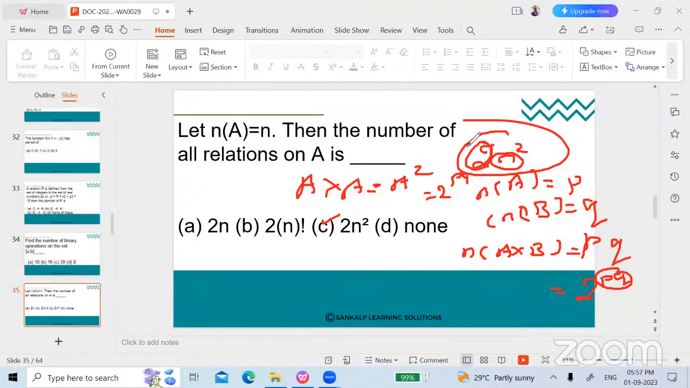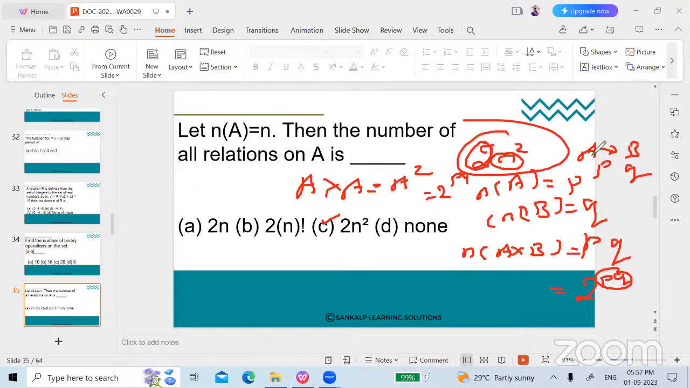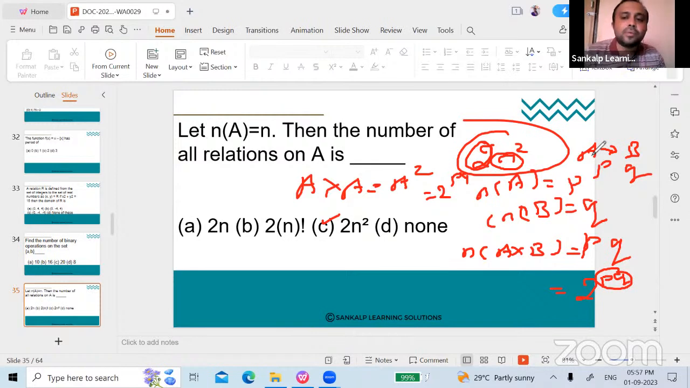When the operation is on A onto B, then I can say it is P and Q. When it is A on A itself, it is A to the power 2. And A to the power 2 means the number of elements in A, which is N, so N to the power 2. Clear?